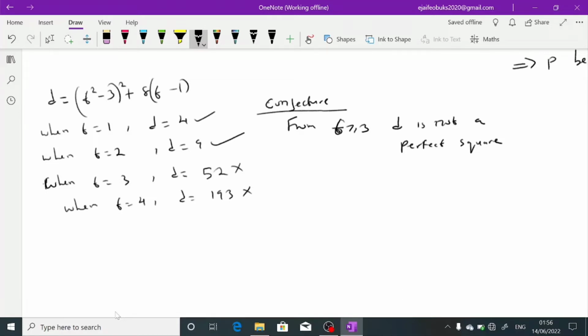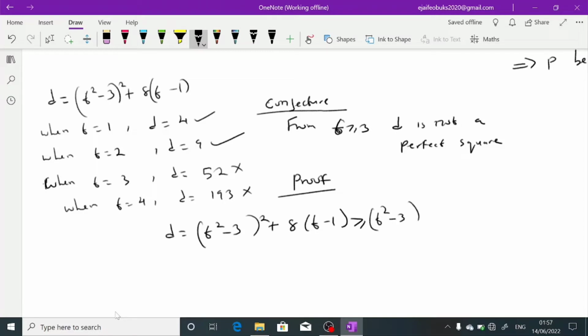But how are we sure this is true? So we need to prove this. So we prove this now. Observe that this is greater than or equal to. Okay, let me use strictly.